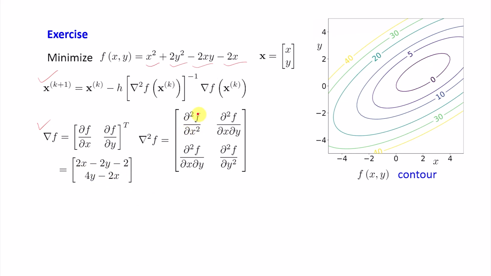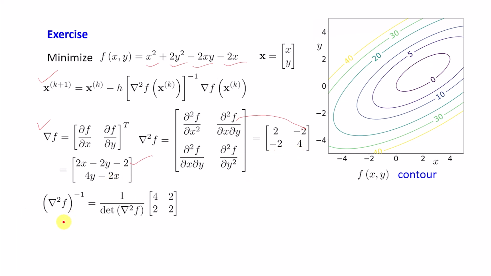Then the Hessian will be all the double derivatives. If we take the double derivative with respect to x, that is del f del x, I take one more derivative over it with respect to x, so I get 2. If I take one more derivative of this with respect to y, I get negative 2. That is the cross derivative, and this is also the same cross derivative. Then del 2f del y squared will come from here, and that will give us 4.